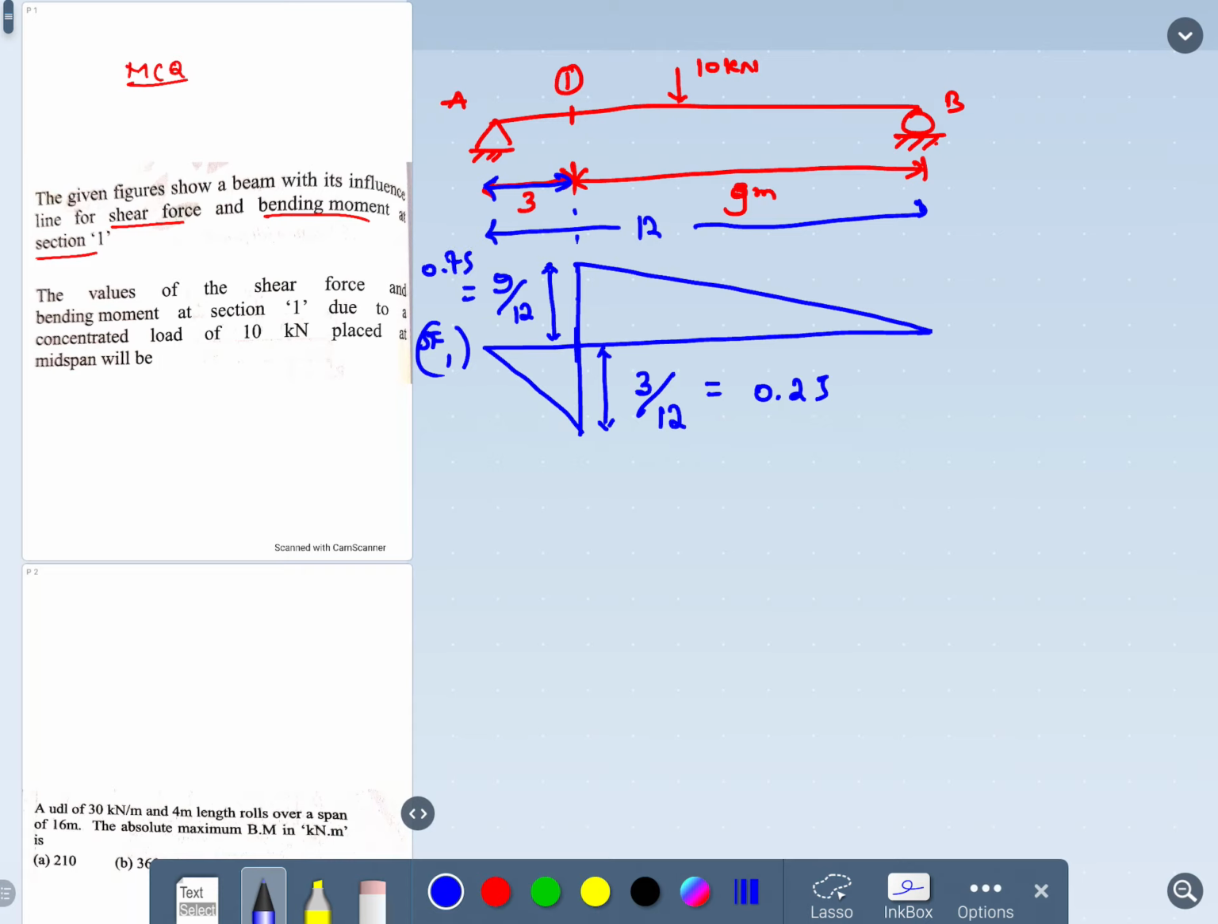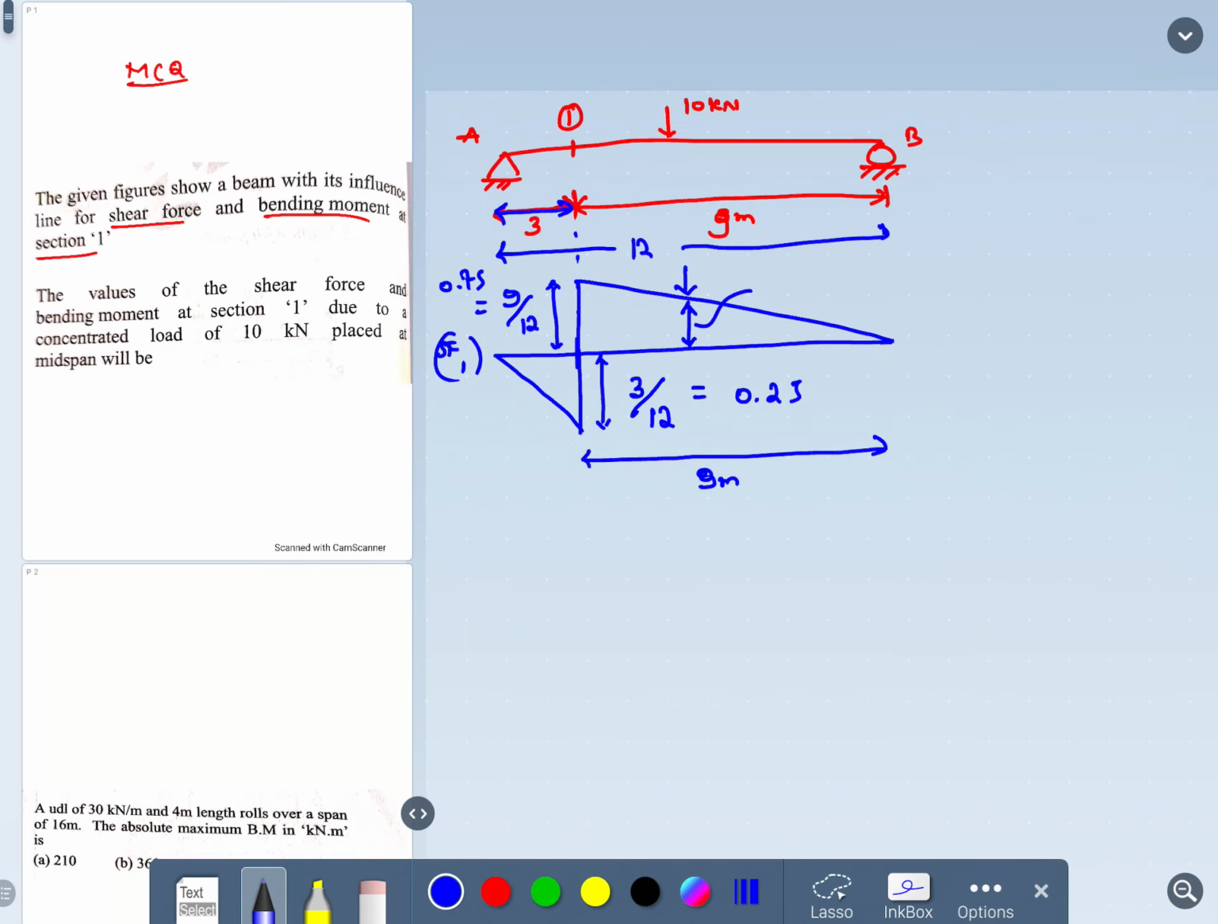Now, how to calculate the value of shear force? The 10 kilonewton load is present here, so I need to calculate the ordinate at this position. In order to find the ordinate at this position, I am making use of the concept called similar triangles. What is the distance present here? The distance is 9 meters. The similar triangle concept is very simple. For 9 meters distance from this point, what is the ordinate? The ordinate present here is 0.75.